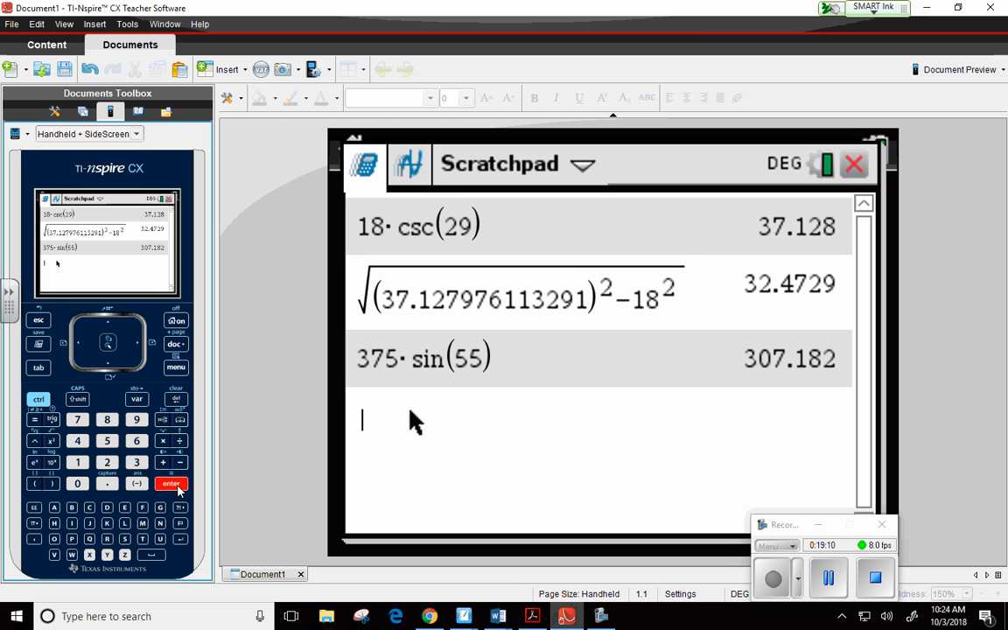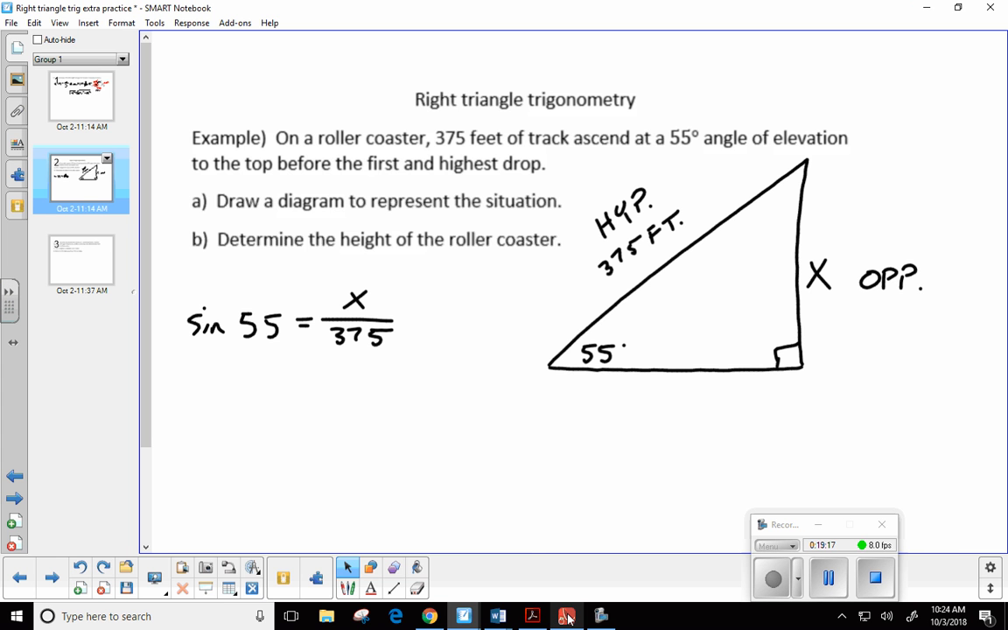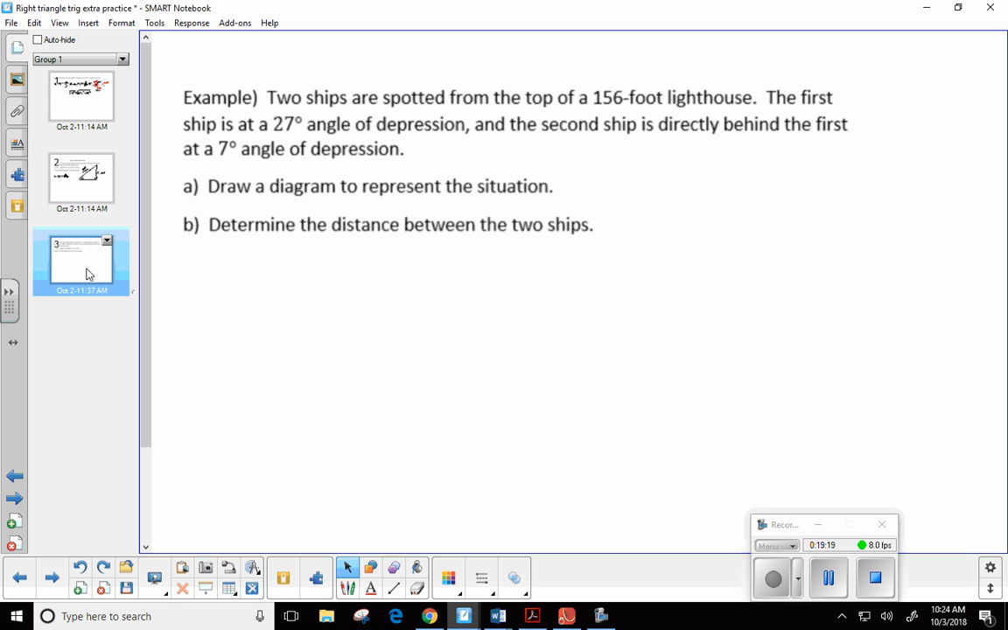Okay. Now I know what you're thinking. Wow, Mr. West, that's way too easy. I want something more challenging. Okay. I heard you, and here we go. Let's try this one. It says 2 ships are spotted from the top of a 156-foot lighthouse. The first ship is at a 27-degree angle of depression, and the second ship is directly behind the first at a 7-degree angle of depression. First, draw a diagram to represent the situation, and then determine the distance between the 2 ships.